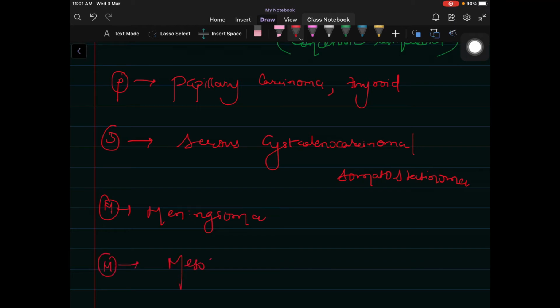And last one is the mesothelioma related to the lung. So these are the cases where the Psammoma bodies are found in case of the calcium deposition.